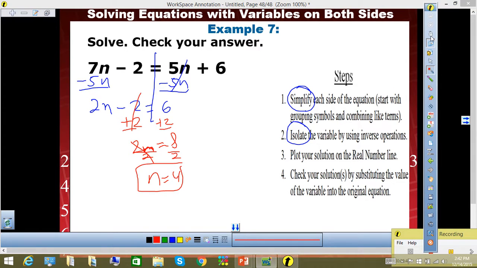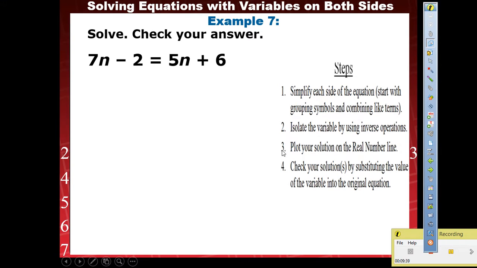Number 8. Do that one by yourself. 5b plus 2 equals 3b plus 8. Copy and solve. Go.